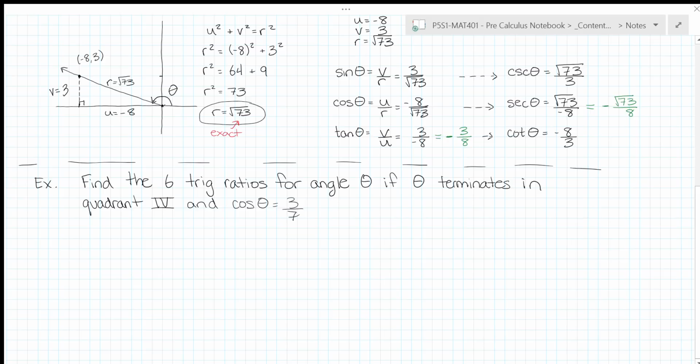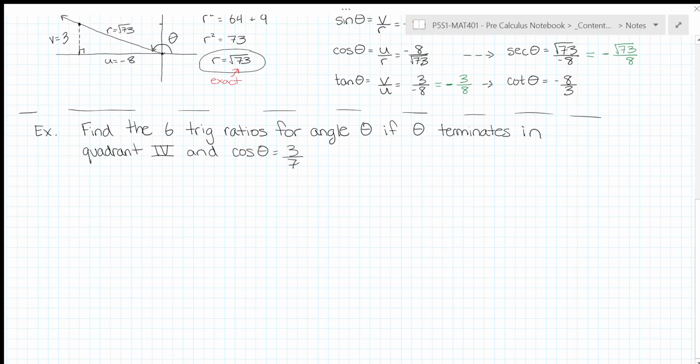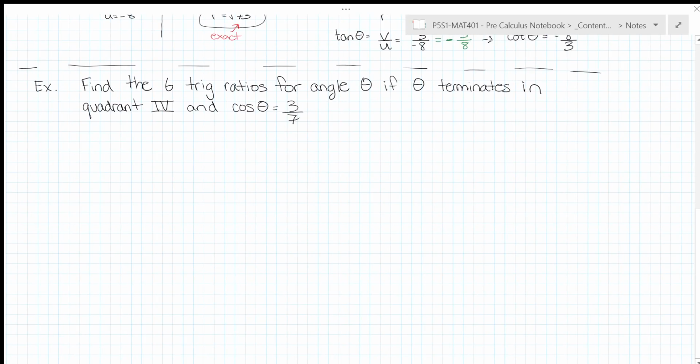Right, so this is a new example here. So telling you the cosine of theta is equal to 3/7. Cosine of theta is u over r. So I know that my u over r ratio is 3:7. Let's just pick 3 and 7 to be my u and my r. We'll say, let my u be equal to 3 and my radius be equal to 7. Everything needs u, v, and r. I have u, I have r. I need to find v.